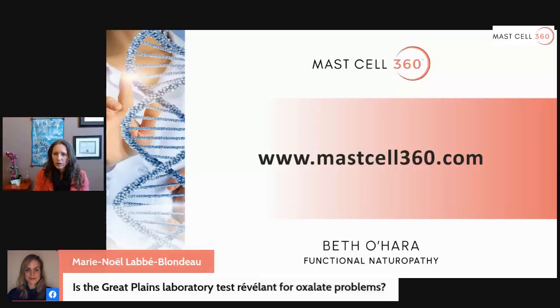And Marie, in terms of the laboratory testing for oxalate problems, let me refer you to our blog post because there's a lot of nuances to know about. They do have some markers. Sometimes it reveals it, sometimes not. So if you don't see it show up, it doesn't mean there's not an oxalate issue. You get a little more info there.